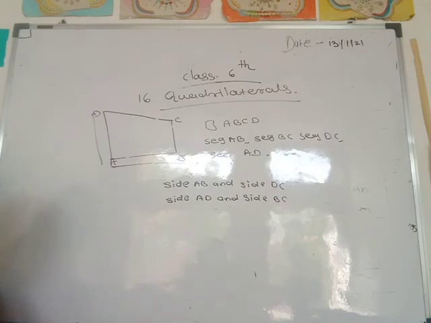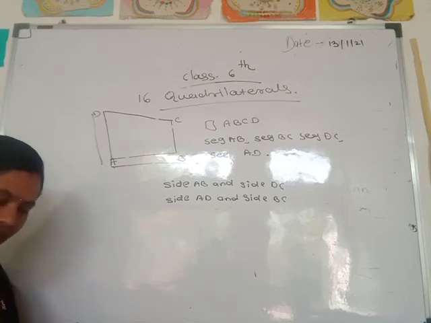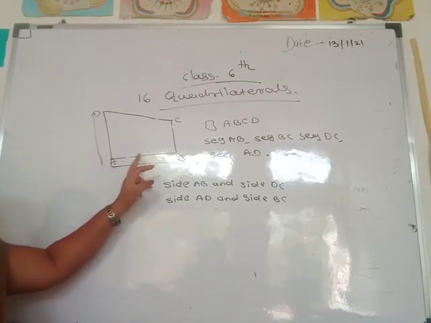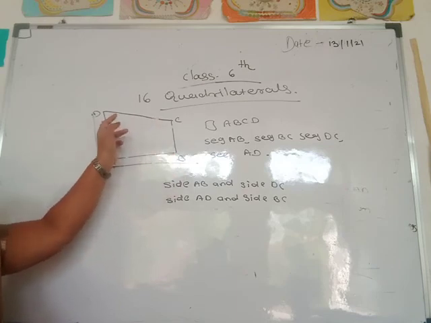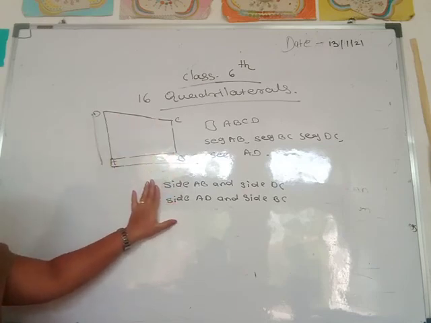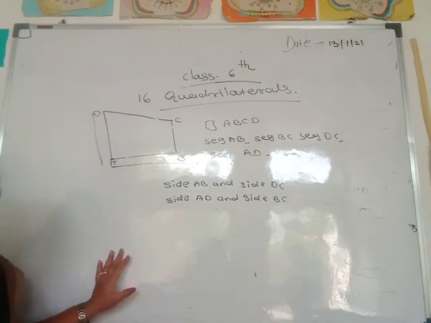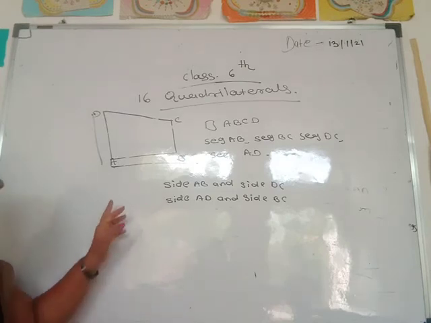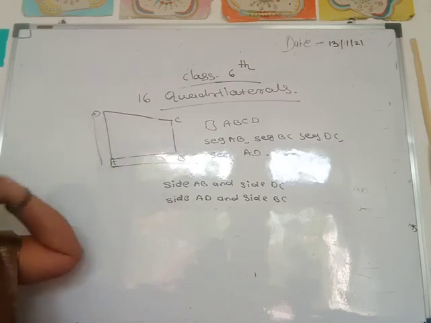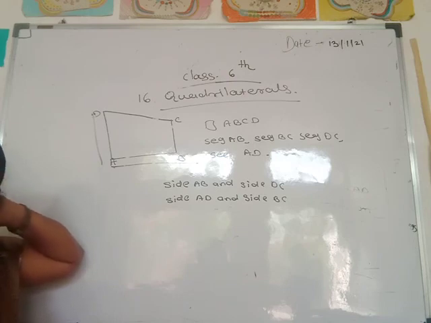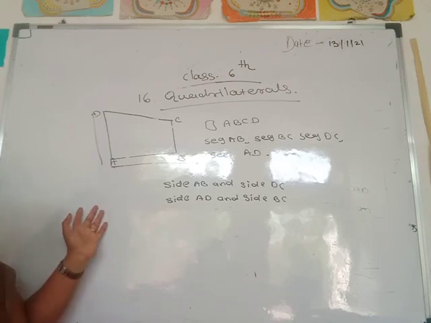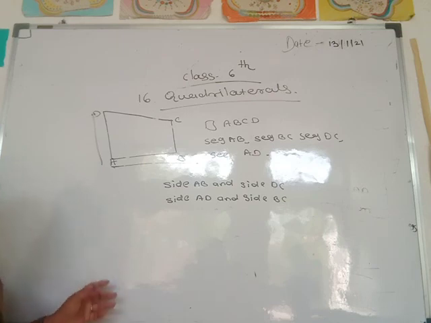See here, sides of a quadrilateral which do not have a common vertex. In sides AB and DC, is there a common vertex? No. The sides which have no common vertex are called opposite sides of a quadrilateral. And in sides AD and BC, is there a common vertex? No. So sides of a quadrilateral which do not have a common vertex are called opposite sides of a quadrilateral.